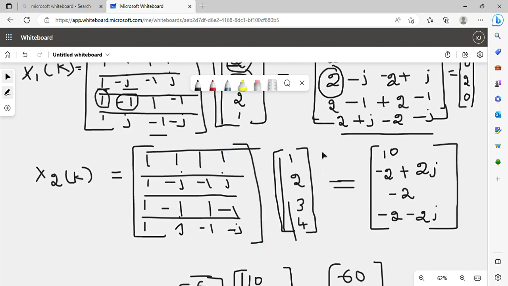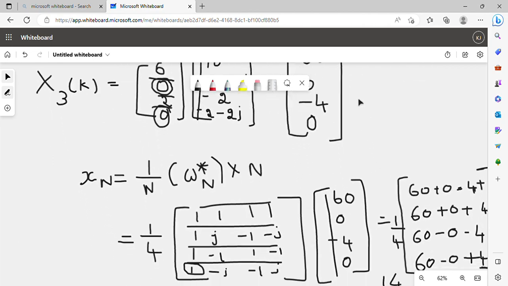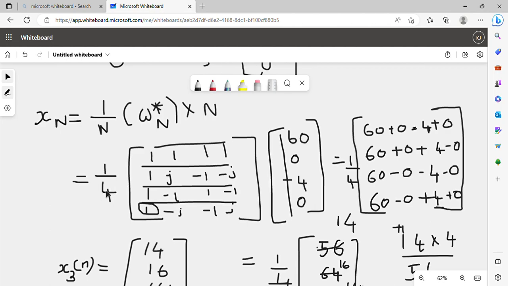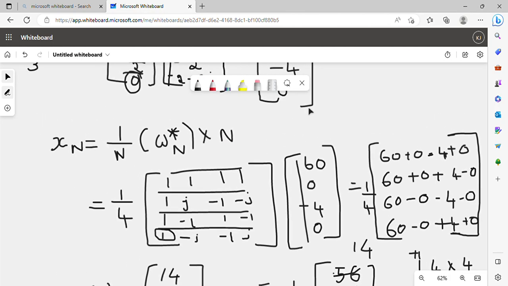So this thing you have to multiply and get this resultant. So this you are going to do for the upper one also, right? After you get this resultant, now we know this formula: x of n is 1 by n into omega n whole star into X of k. Here n is 4 because we have 4 samples. So it is 1 by 4 into the IDFT omega n matrix into the X of k that we got over here.